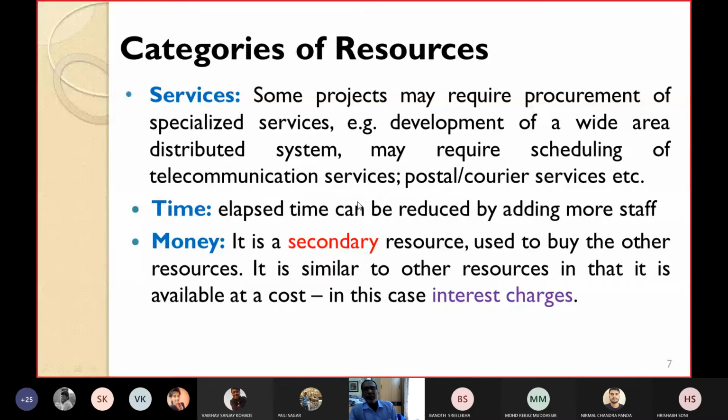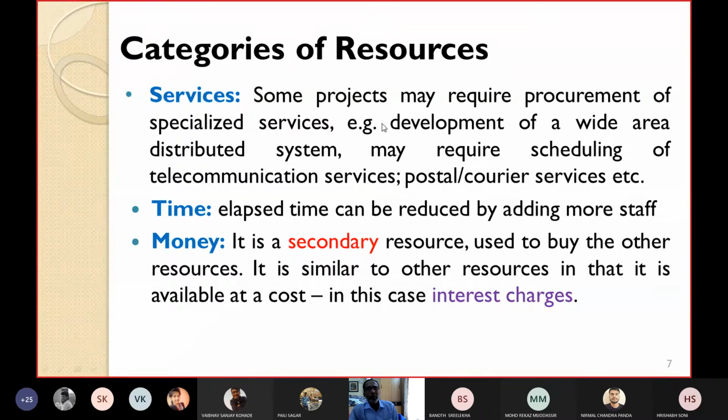So postal services and courier services are also treated as resources. Time is also an important kind of resource. Time means the elapsed time that can be reduced. How can the elapsed time be reduced? By adding more staff. Here time can be considered as a resource. And most importantly, money can also be considered as a resource.